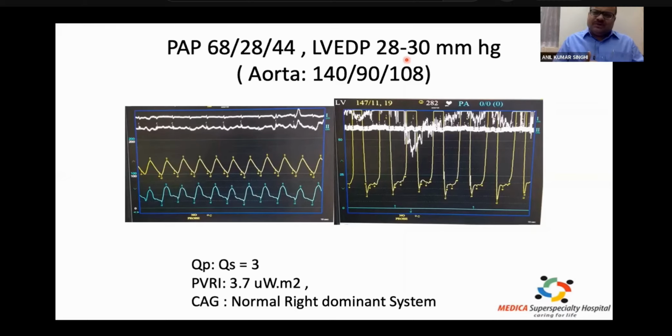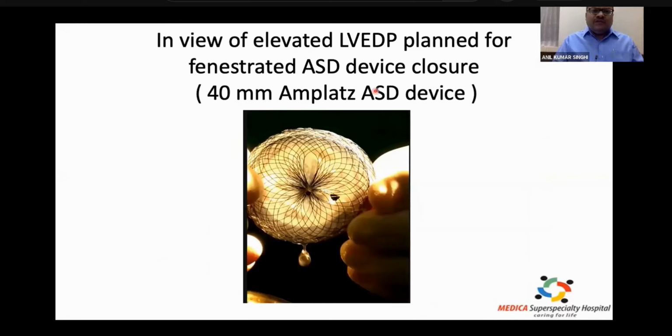So I just wish to compare the last patient I showed with this patient, similar type of pressure, but here one thing changed, and what changed is the Qp/Qs. Qp/Qs was 3 here, unlike the last patient, which was 1.5. So this was the reason we decided to attempt that case for device closure. The PVRI was 3.7, CAG was normal right system. So in view of elevated LVEDP, we planned fenestrated ASD device closure with a 40 millimeter Amplatzer.